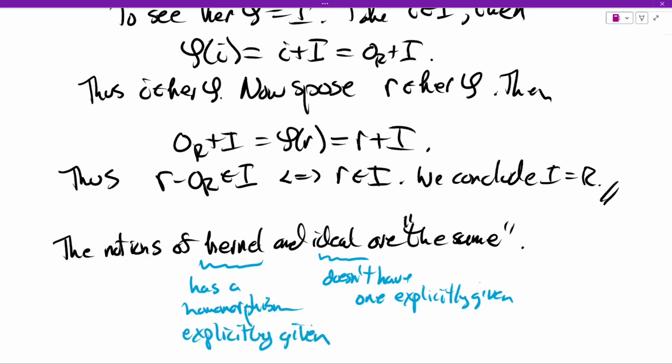But what this theorem is telling us is the subsets that we get from ideals and the subsets that we get from kernels are the same subsets.